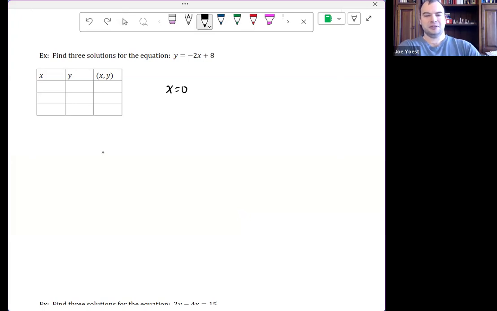Again, that's not to say that ordered pairs without integers as coordinates are bad in some way or wrong or anything like that. That's certainly not the case. But just practically speaking, they're a little harder to graph. So when x equals 0, well, I notice that y is 8. That's a pretty nice ordered pair. Let's use that one.